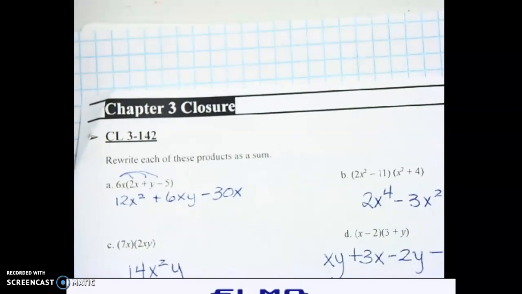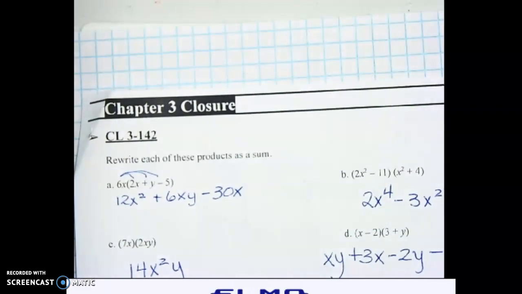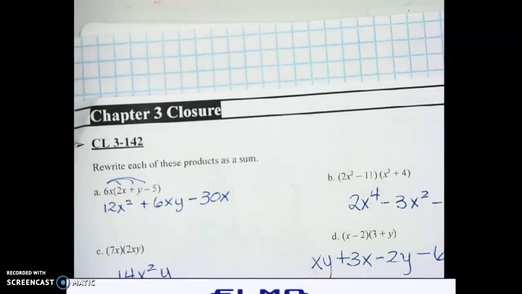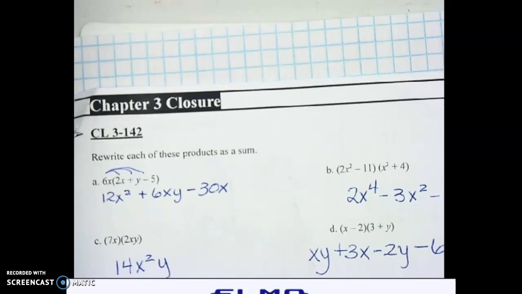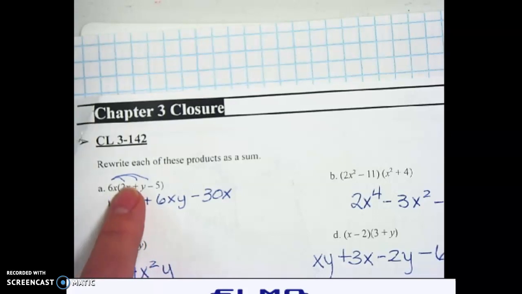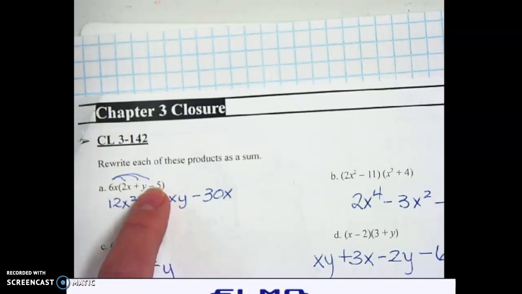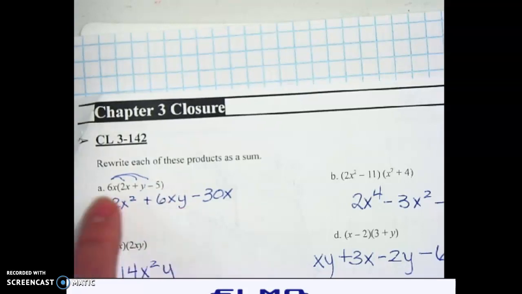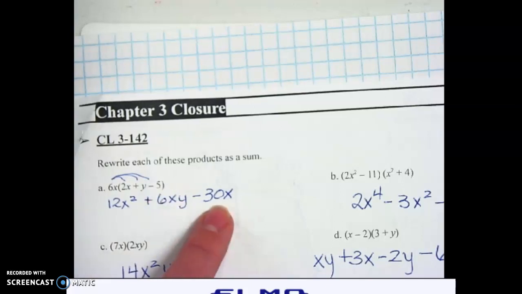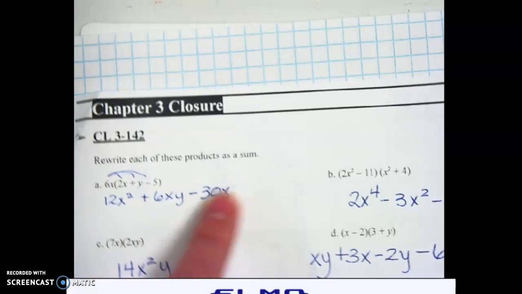Today we're going to be looking at the Chapter 3 closure for Integrated Math 1. I'm on problem 142, so they want you to write each of the products as a sum. For part A, I distributed. I took the 6x and multiplied it by the 2x to get 12x squared. Then I took the 6x, multiplied it by y to get 6xy. Then I took the 6x and multiplied it by -5 to get -30x.